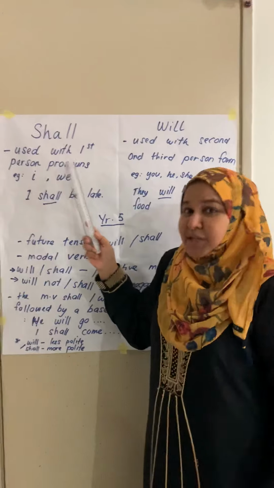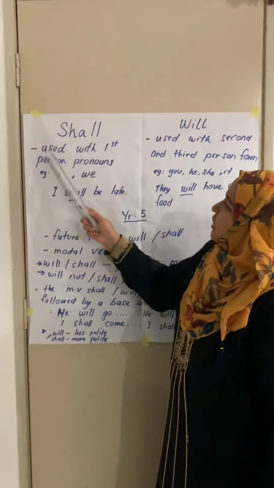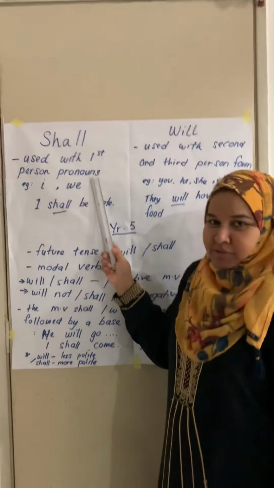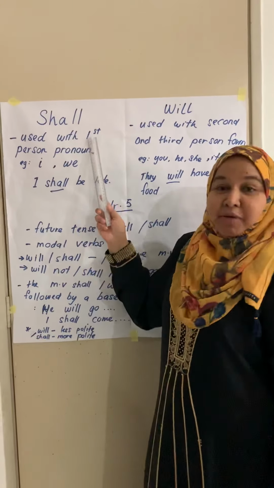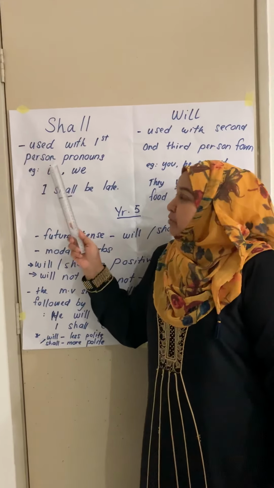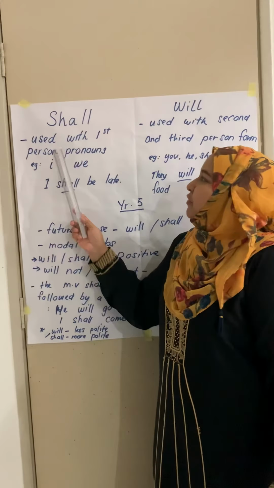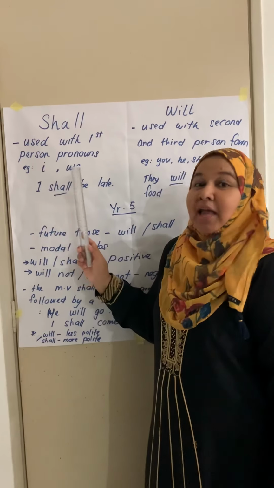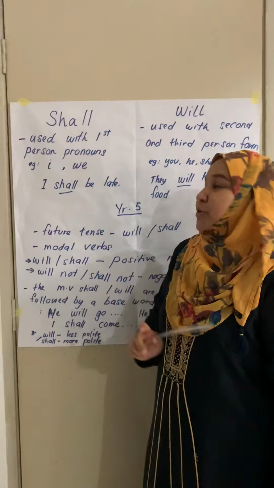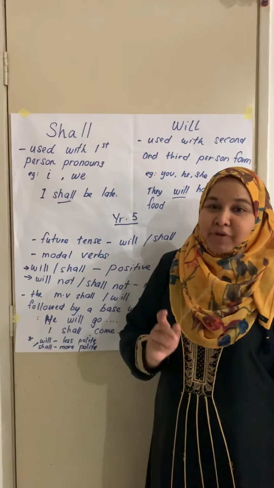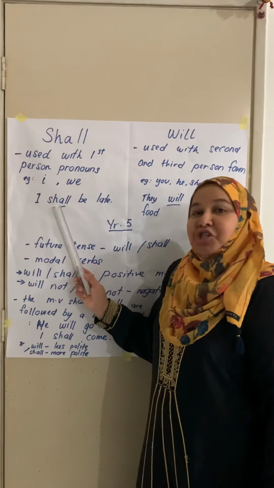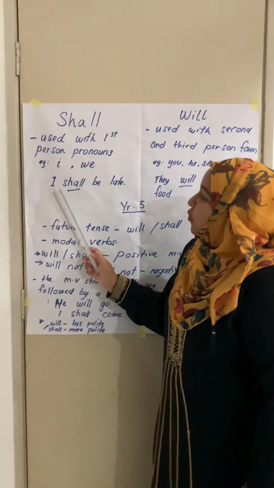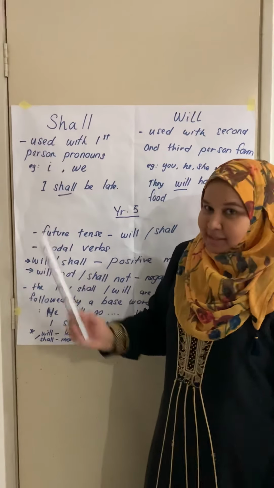So now let's look at the first one, shall. When are you going to use shall? Shall is used with first person pronouns. What are first person pronouns? Look at the example. The first person pronouns are I and we. Look at a sample sentence: I shall be late. You can also say, we shall be late.